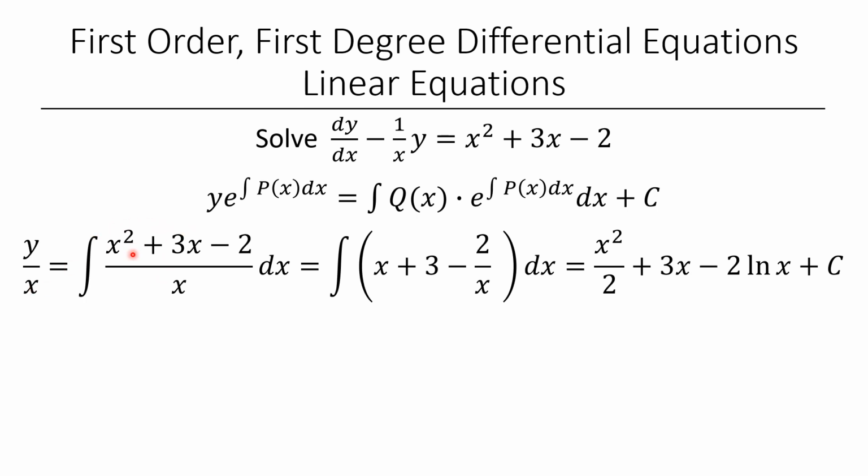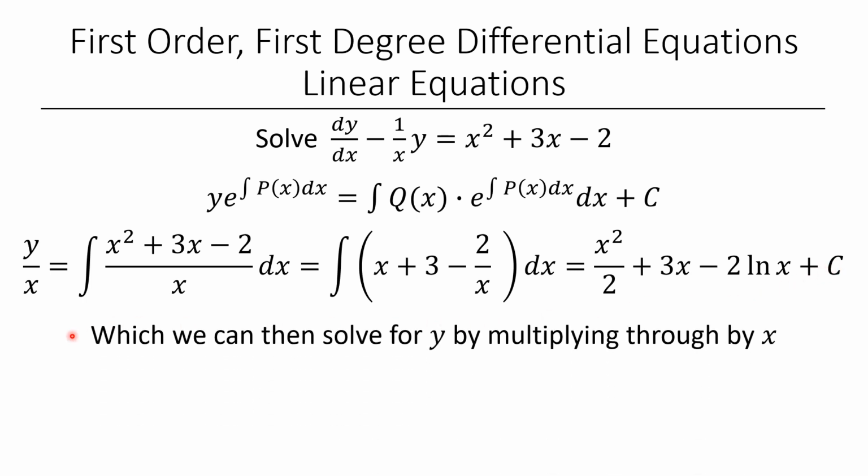So if we plug in those values here, you'll see we have our y times 1 over x, and that's going to be equal to our q function, which is this x squared plus 3x minus 2, comes from here, times our integrating factor, which means we're just dividing by x, and that's integrated over x. And so if we divide through by the x, it's x plus 3 minus 2 over x. These are all standard integrals, so it's going to be x squared over 2 plus 3x minus 2 times the natural log of x plus some arbitrary constant.